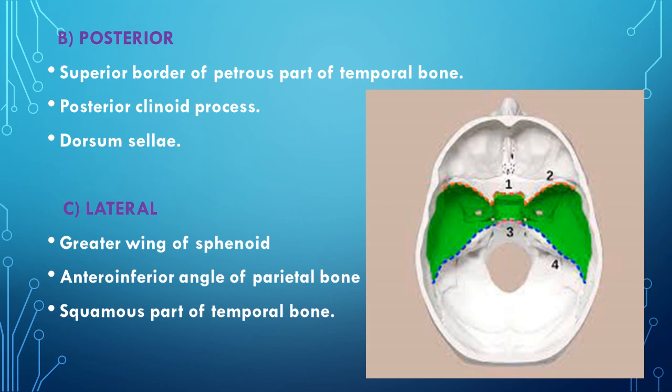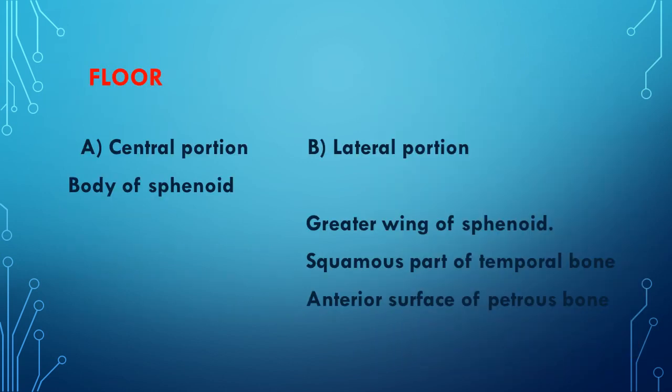This slide explains what we mentioned earlier about the posterior border being formed by the superior border of the petrous part of temporal bone, posterior clinoid process and dorsum sellae, and the lateral border occupied by the greater wing of sphenoid, anterior inferior angle of parietal bone, and the squamous part of temporal bone. The floor has a central portion formed by the body of sphenoid and a lateral portion formed by the greater wing of sphenoid, squamous part of temporal bone, and the anterior surface of the petrous part of the temporal bone.